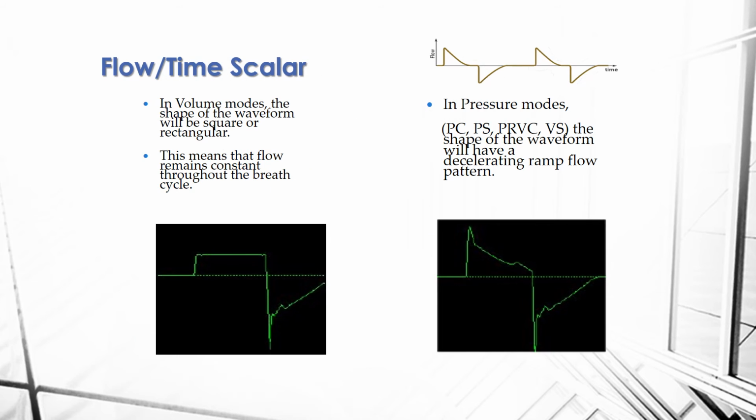So our flow over time graphs. Your volume mode over here on the left, it's going to be square, rectangle, whatever you like to call that. That just means that flow is consistent throughout the cycle of the breath. And if you're in a pressure mode or any of those other fancy ones, it's going to be a decelerating ramp. So in the left, you're going to be hitting your peak flow and staying there. And on the right, you're going to get to a high flow, and then it's kind of trickle down a little bit until you get your full volume.